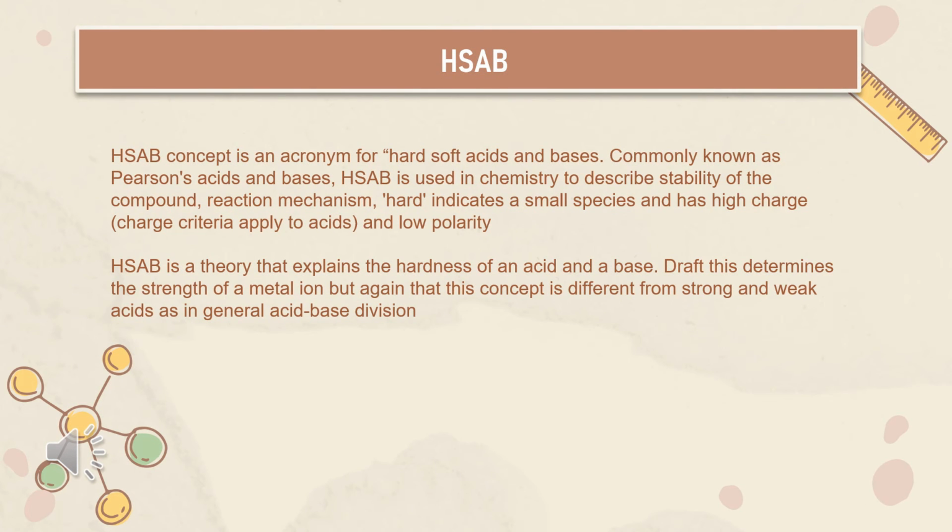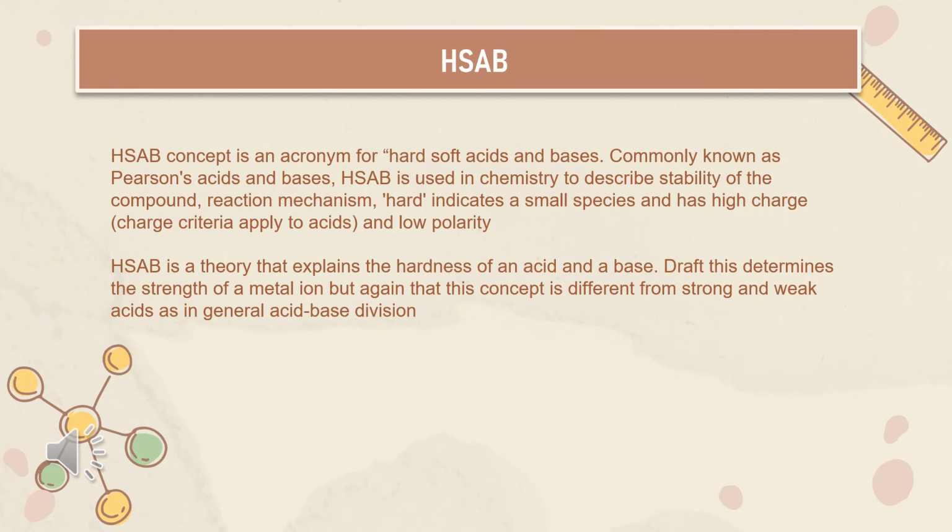After the acid-base theory, and knowing about the definition and characteristics of acid and base, now we learn together about the HSAB. What is the HSAB? The HSAB concept is an acronym for hard and soft acids and bases, commonly known as Pearson's acid and base. HSAB is used in chemistry to describe the stability of compounds.